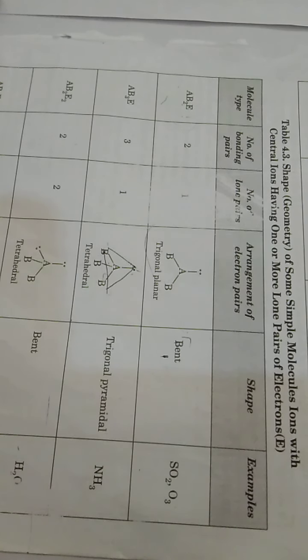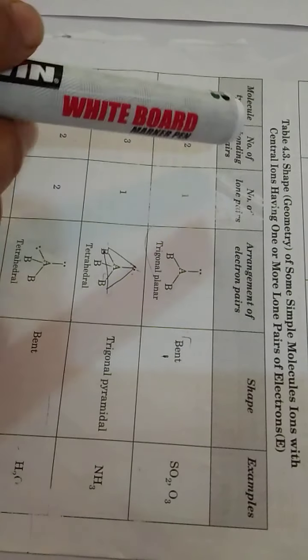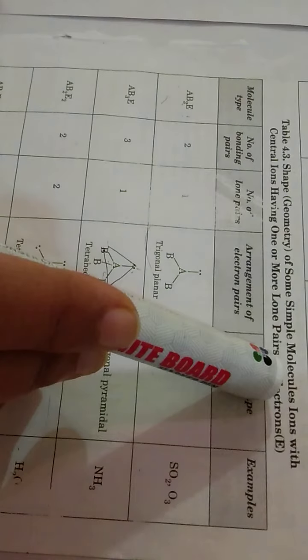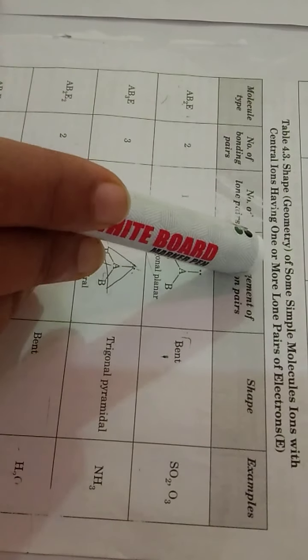Welcome all dear children. As in class 11 we were doing the fourth chapter, that is chemical bonding and molecular structures, and in that yesterday we have done the topic VSEPR theory, and in that we have gone through the postulates and have discussed some of the shapes of molecules. Today we'll be covering in that topic only the shape of some simple molecules and ions with central atoms having one or more lone pairs of electrons.